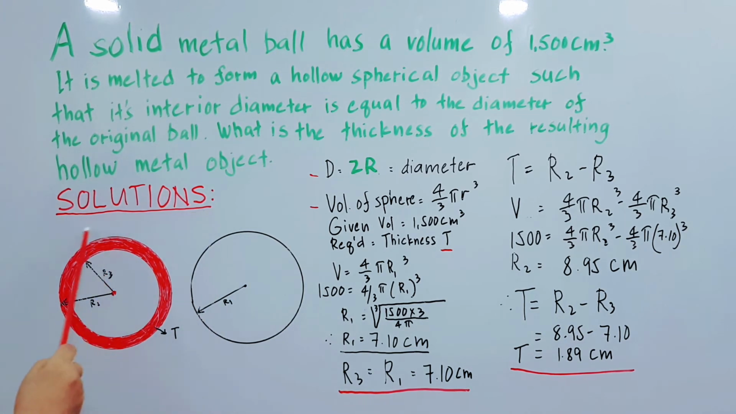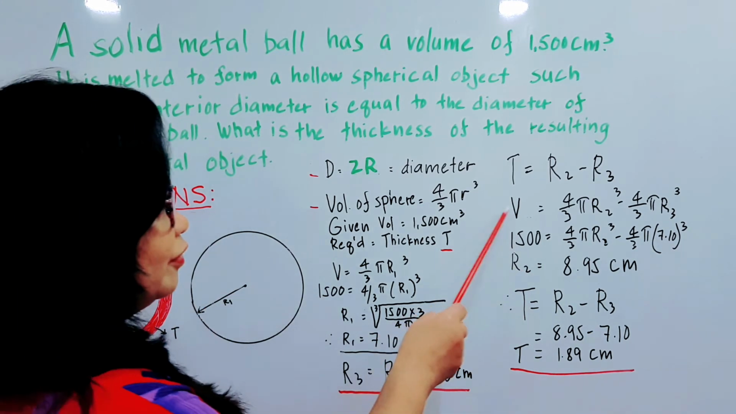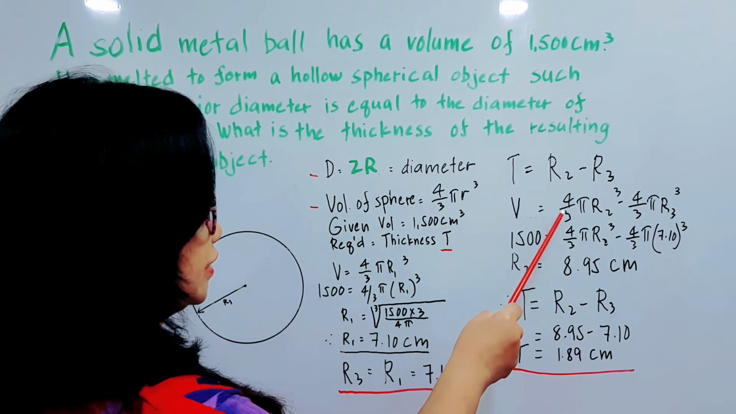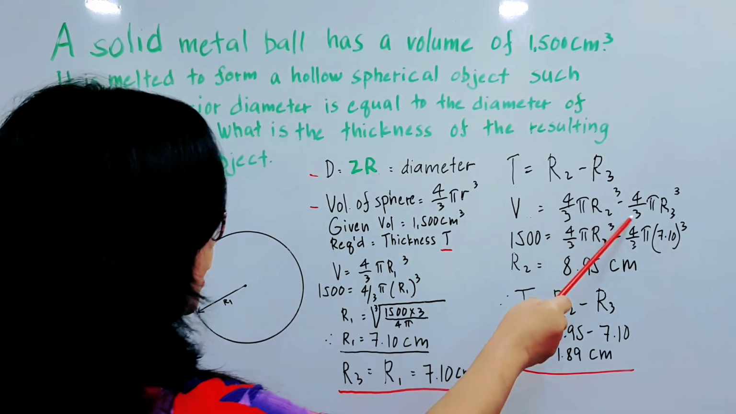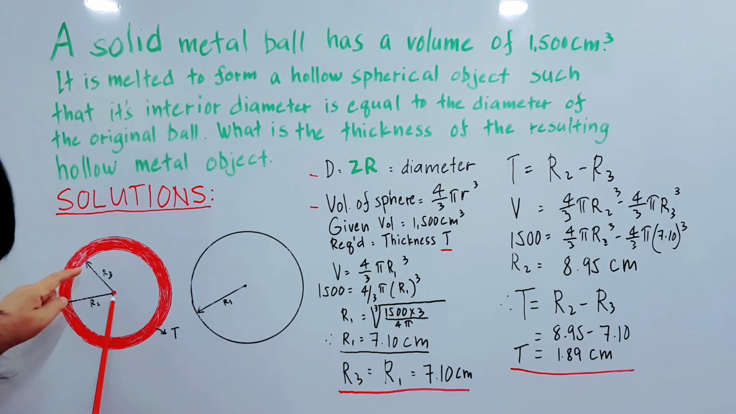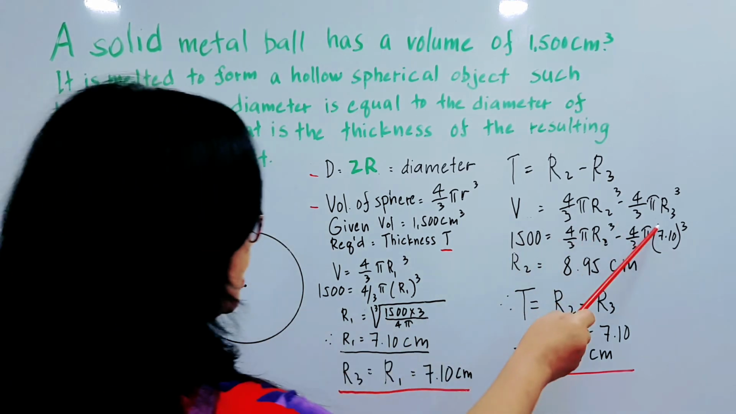Yun nga lang, nadagdag lang dito sa labas. Siyempre, R2 must be higher than R1, kasi lumabas na siya. Tapos, kasi ang R3 niya, interior radius niya, is equal to the original ball. Therefore, isolve natin ang volume nitong shaded area of the hollow spherical object. Volume is therefore equal to 4/3 pi R2 cube minus 4/3 pi R3 cube. So, R2 and R3 are involved here.